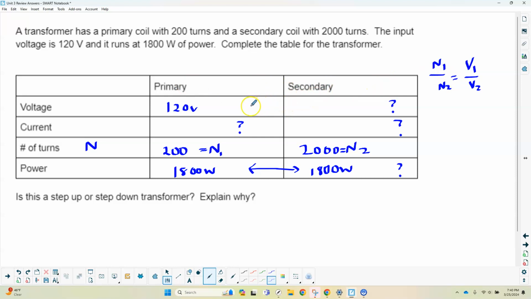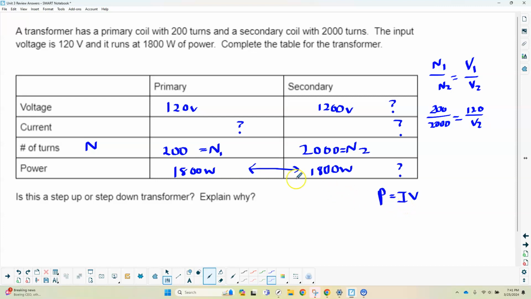If you plug in, it would be 200 over 2000 equals 120 over V2. So we're looking for V2. If you look at this relationship, the denominator is 10 times bigger than the numerator, so the same thing has to happen here. If you do the math and cross multiply, you're going to get 1200 volts for this voltage value. Once you have the voltage and the power, you can solve for the current because P equals IV.